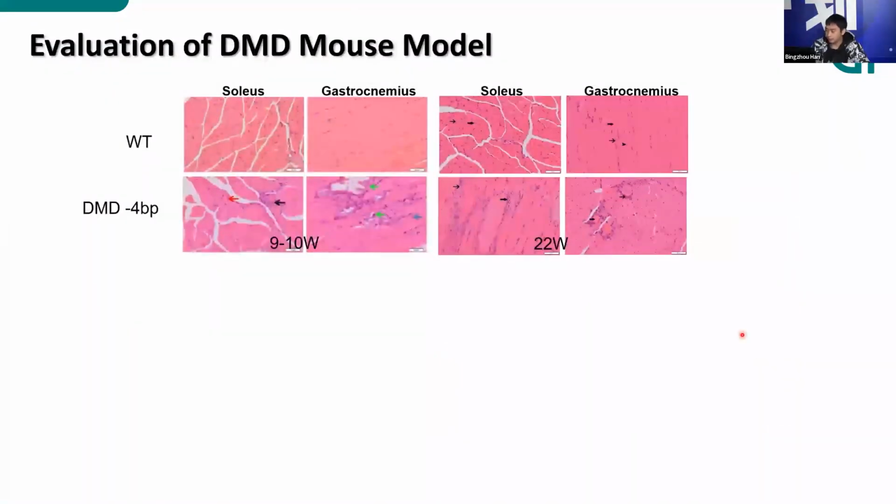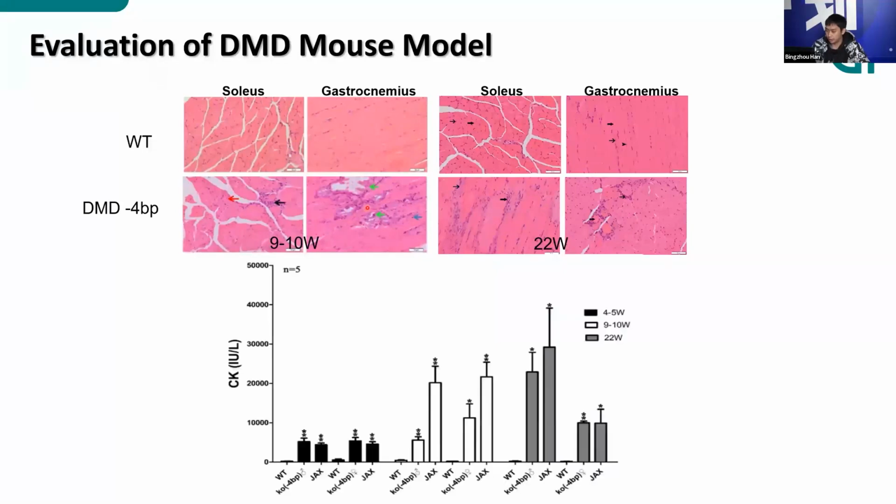So these are the functional tests of the muscles, and then we did some pathological tests in these mutants at two time points. One is 9 to 10 weeks, the other one is 22 weeks. We looked at the triceps and the soleus muscles. We can see that in the mutant mice, there is typical dystrophy in these tissues, which is a classical symptom of human DMD syndrome. And some muscle functional disruption can be observed in these sections.